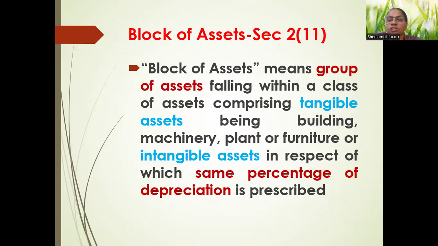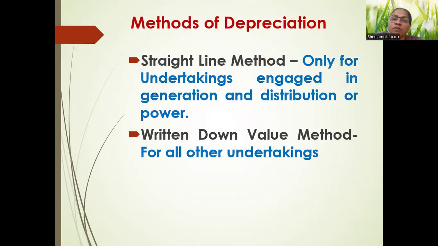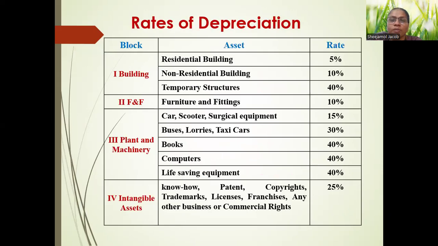Under Section 2(11), block of assets means a group of assets falling within a class of assets comprising tangible assets being building, machinery, plant or furniture, or intangible assets in respect of which the same percentage of depreciation is prescribed. And what are the different methods for charging depreciation? The first one is the straight line method and the second one is the written down value method. Straight line method is only for undertakings engaged in generation and distribution of power, and all the other undertakings can use the written down value method.